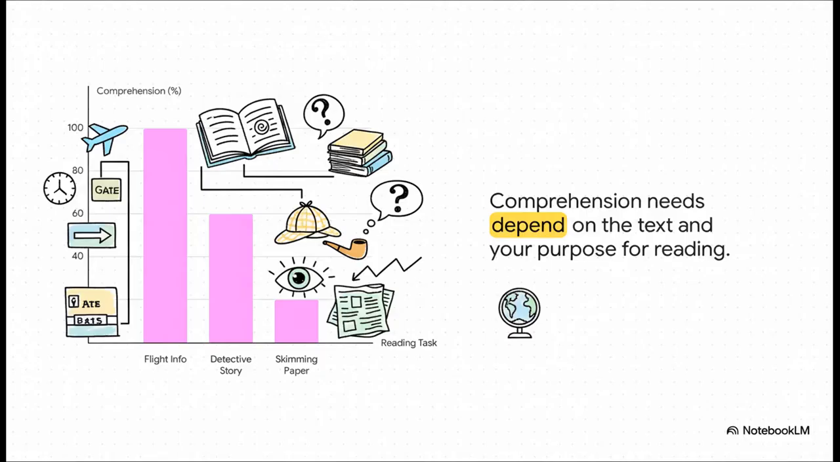It means enough for your purpose. It all depends on the task. If you're checking your flight information, yeah, you need 100% comprehension. You really don't want to get that gate number wrong. But if you're just reading a detective story for fun, maybe 60% understanding is totally fine to follow the plot. And if you're just skimming a newspaper to get the gist of what's happening, 20% might be all you need.